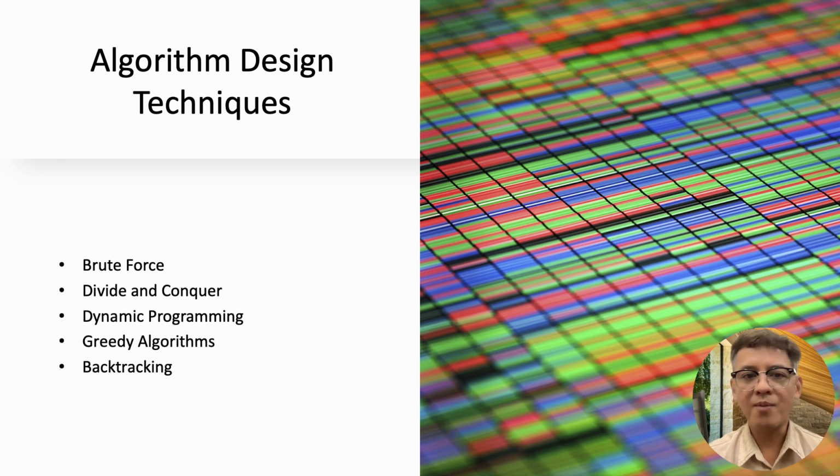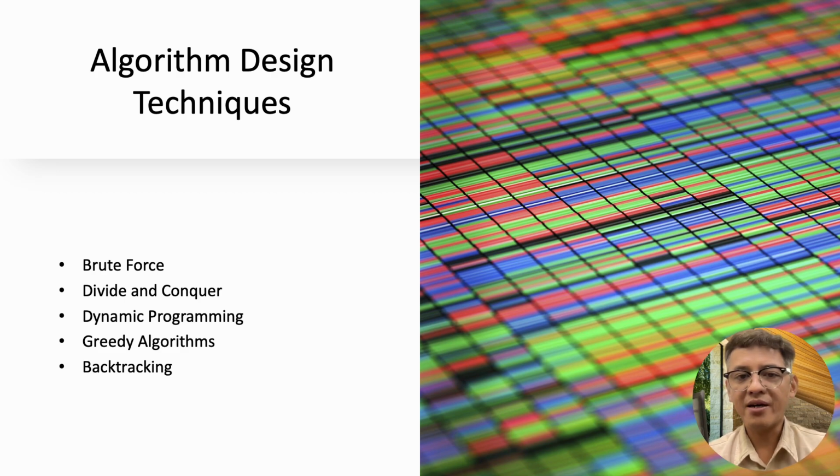Second is divide and conquer. Here, we break a problem into smaller sub-problems, solve them individually, and then combine their results. Merge sort is a classic example. It divides the list, sorts each half, then merges them together. Third is dynamic programming. It solves a problem by breaking it down into simpler, overlapping sub-problems. It remembers previous results to avoid repeated work. A well-known example is solving the Fibonacci sequence efficiently.